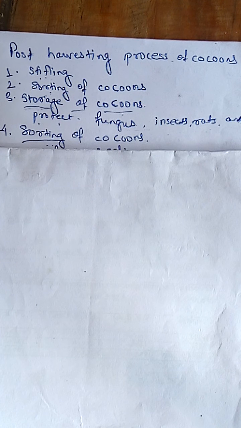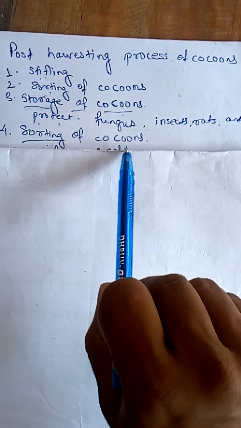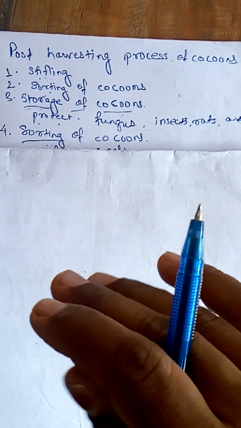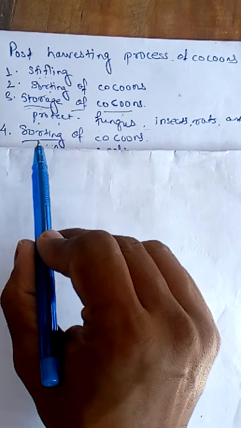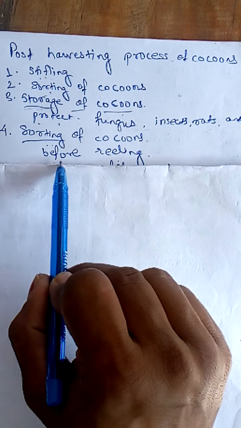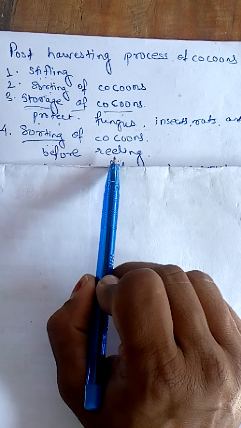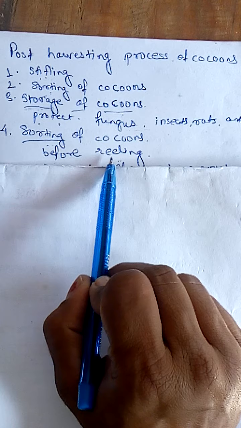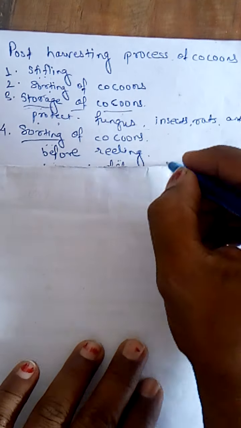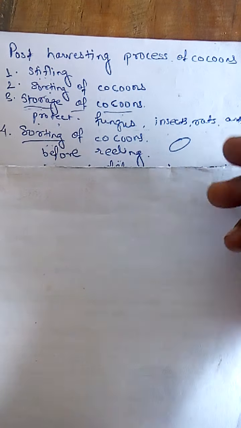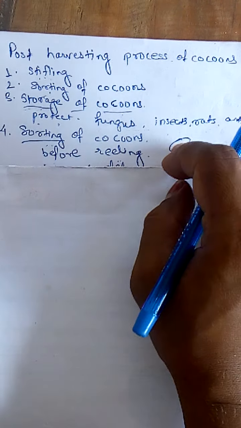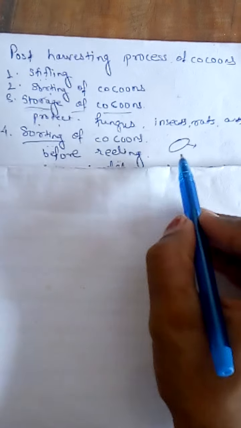Then the next step is sorting of cocoons. This step is repeated again. Why is sorting of cocoons necessary at this level? Because this is the sorting before the actual reeling. Reeling means we take out a single silk thread from a full cocoon. Slowly and slowly we remove the silk in the form of a single thread, and that is known as the process of reeling.